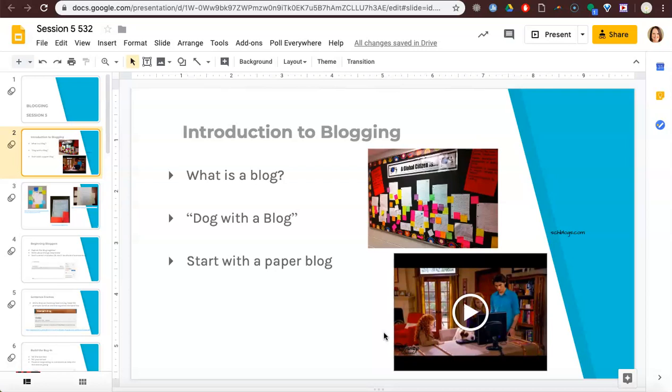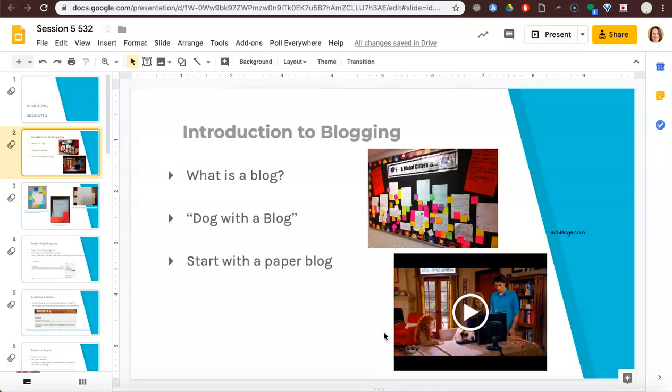But this was a nice introduction to just what is a blog and what is its purpose. And then we started with a paper blog. I think this is really key to have students practice the steps of: I write for the public, someone reads what I write, and they make a comment. Then I read that comment and respond. So just that kind of step of call and response, they need to practice it.